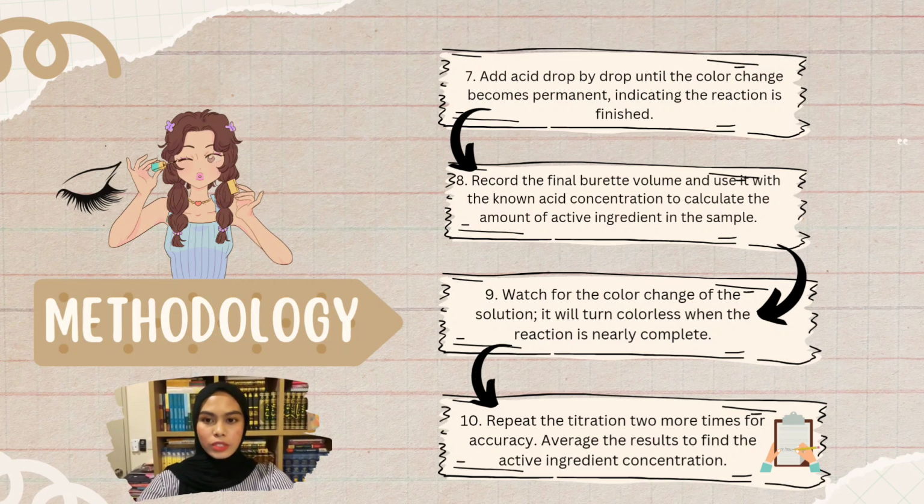The last one is to repeat the titration 2 more times for accuracy. Average the results to find the active ingredient concentration.